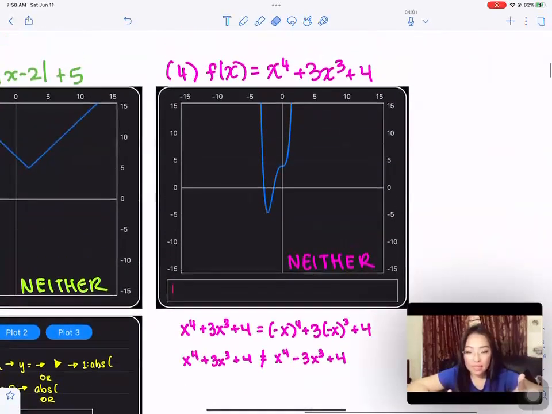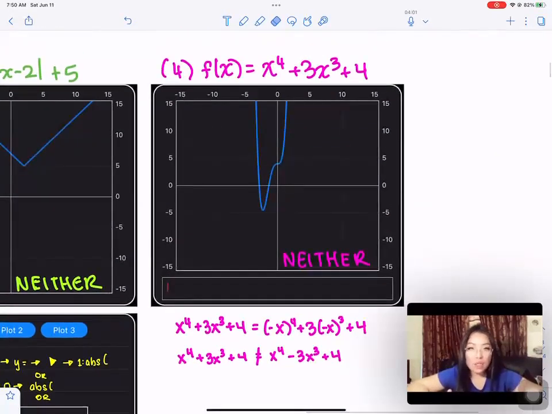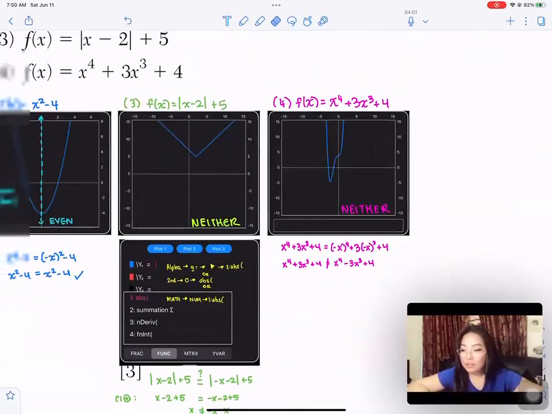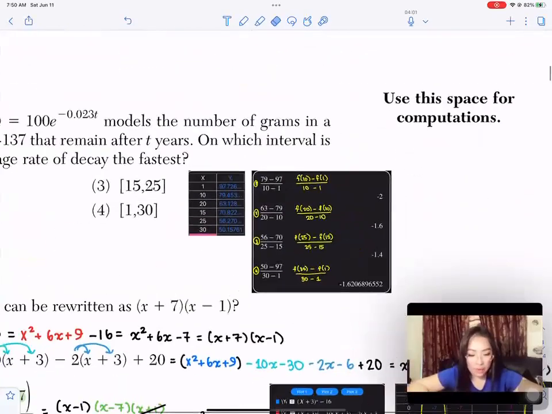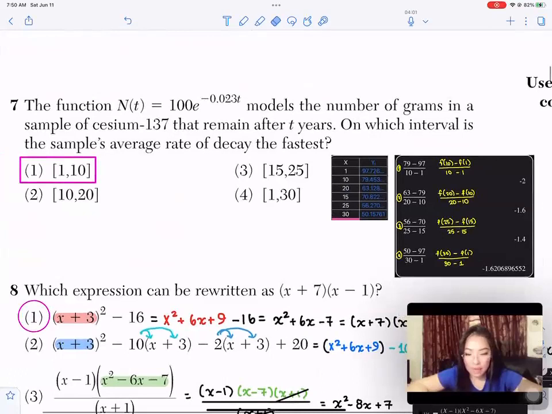And then finally, this quartic function is also not an even or an odd, because it's not even since it doesn't have symmetry around the y-axis, and it's not odd because you can't rotate it. So, okay. So number 7.